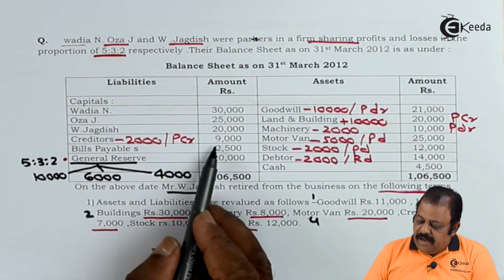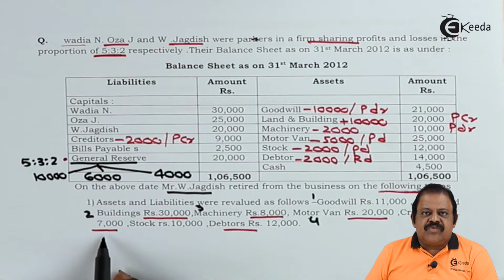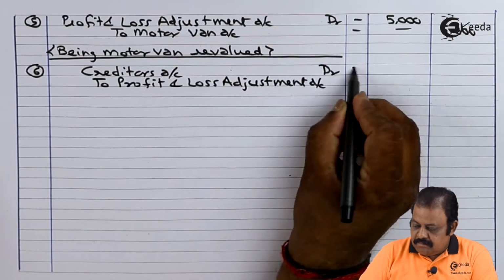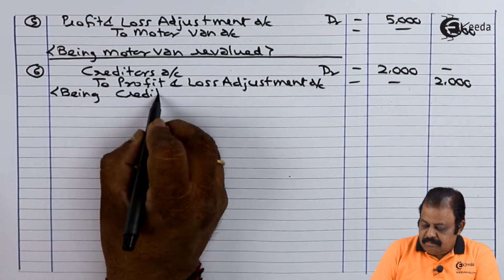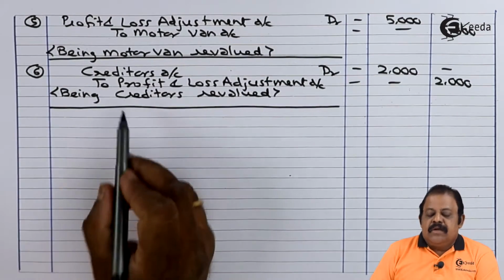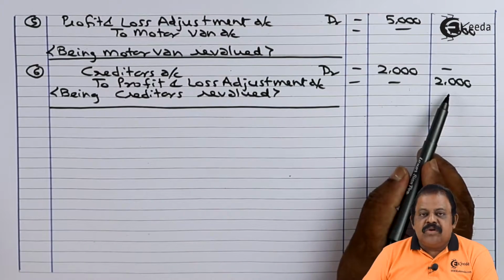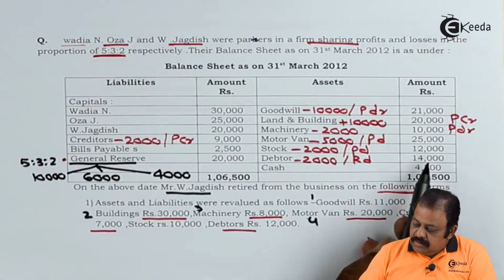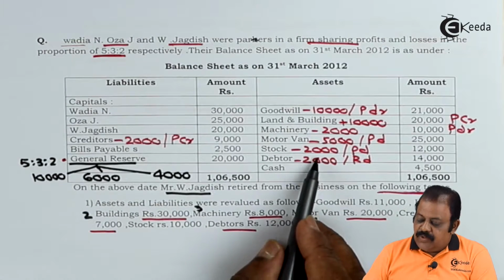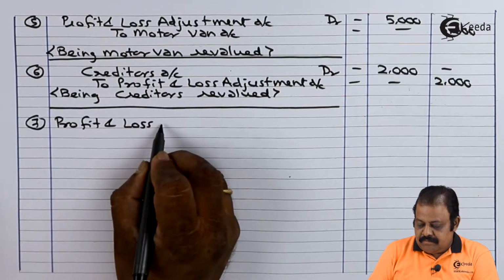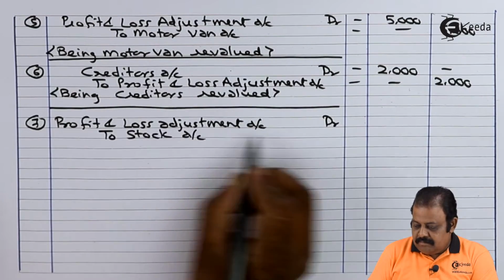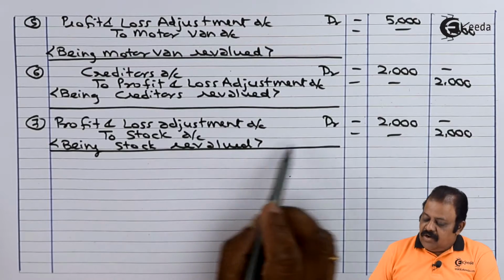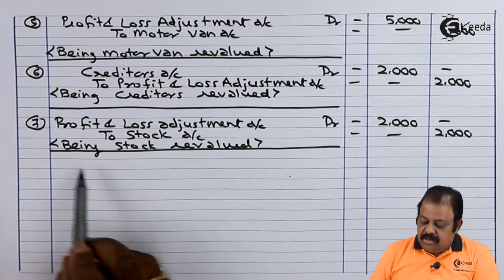Creditors 7,000. Book value of creditor is 9,000. So it has been reduced by 2,000. Creditors account debit to profit and loss adjustment account 2,000, being creditors revalued. Stock 10,000, book value of stock is 12,000, so it is reduced by 2,000. Profit and loss adjustment account debit 2,000 to stock account 2,000, being stock revalued.